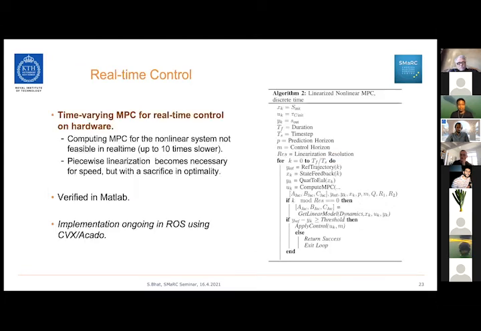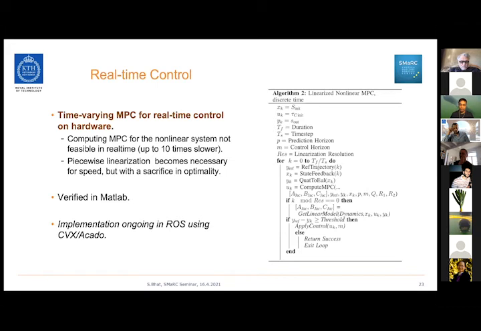The only catch, however, is that it does not work in real time. It takes around 10 times as long. If I want to simulate a maneuver that lasts 15 seconds, it takes me 1 minute to simulate that with the solution. So you can't really apply it in real time, but there should be ways to make it run in real time. So one thing that I'm doing now is this time varying model predictive control.